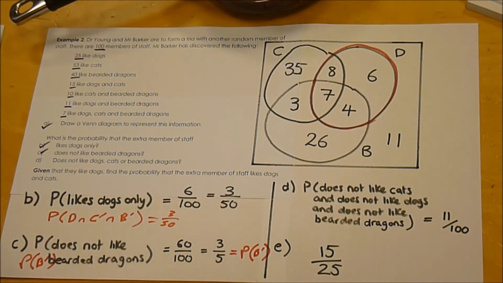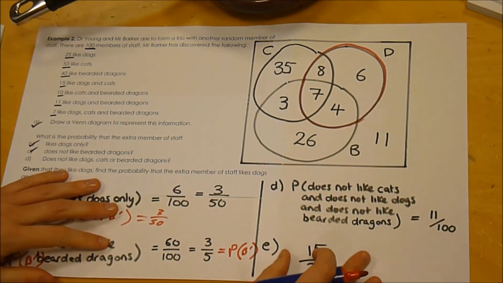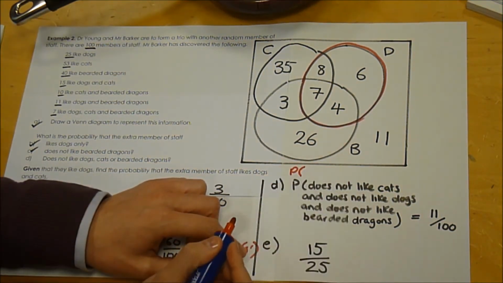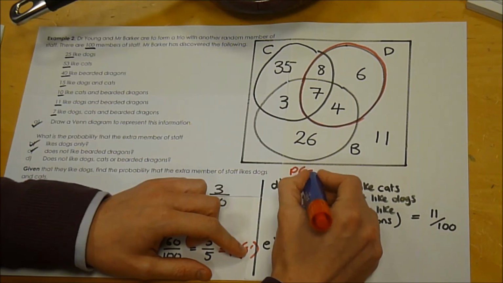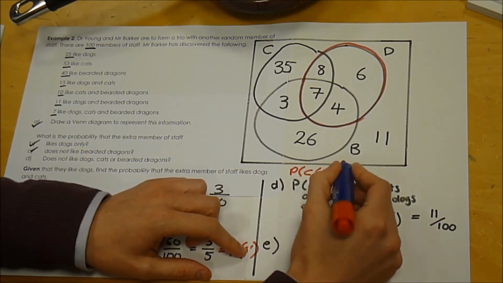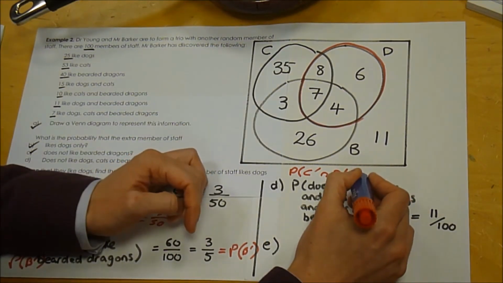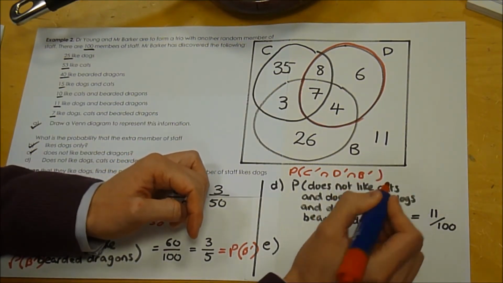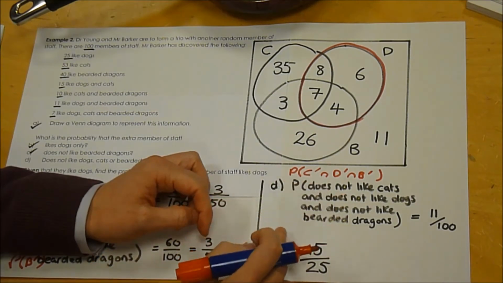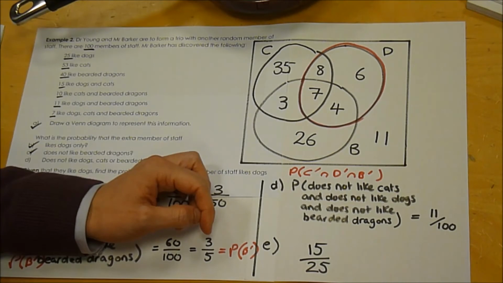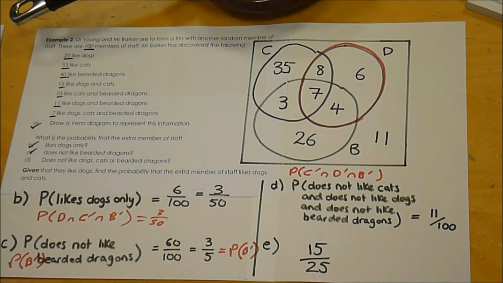Okay, and part D. Part D was does not like dogs, cats, or bearded dragons. Well, these fussy people, they would be written like this. So that's the probability of not cats and not dogs, and unsurprisingly, not bearded dragons. And that's how we write it. And I hope you can see that's far, far, far simpler than writing out that whole bracket. So it's really useful when we can use this notation.